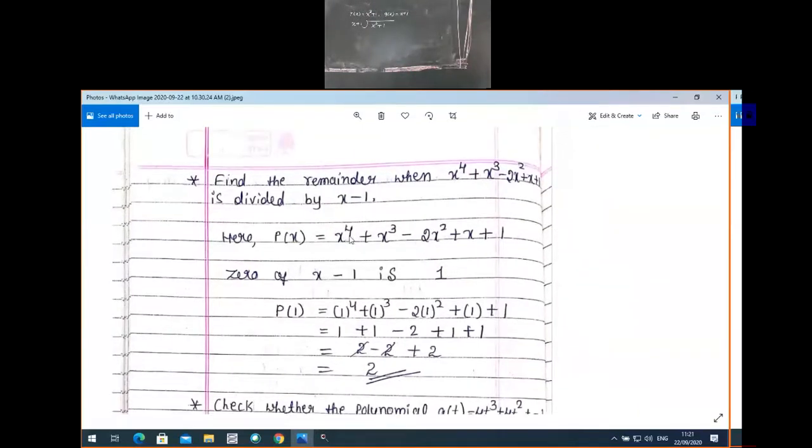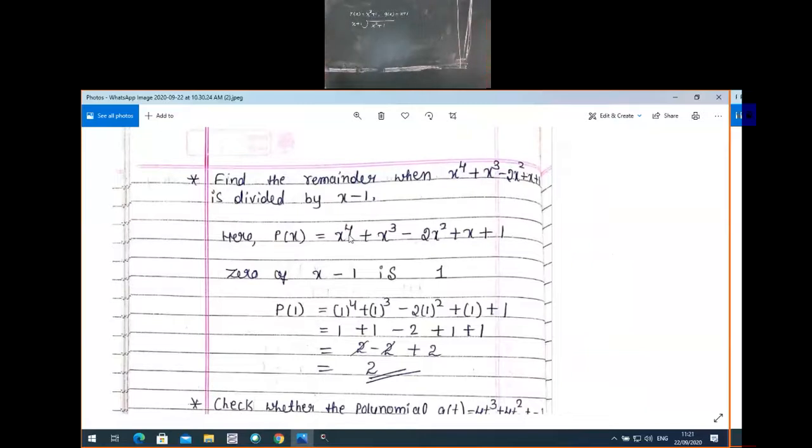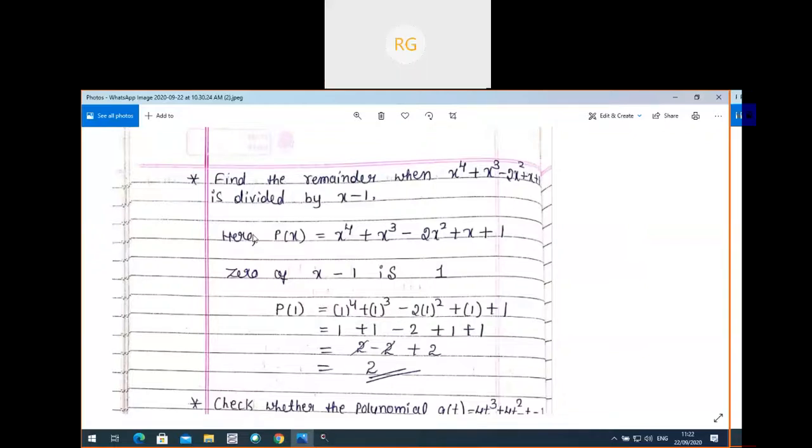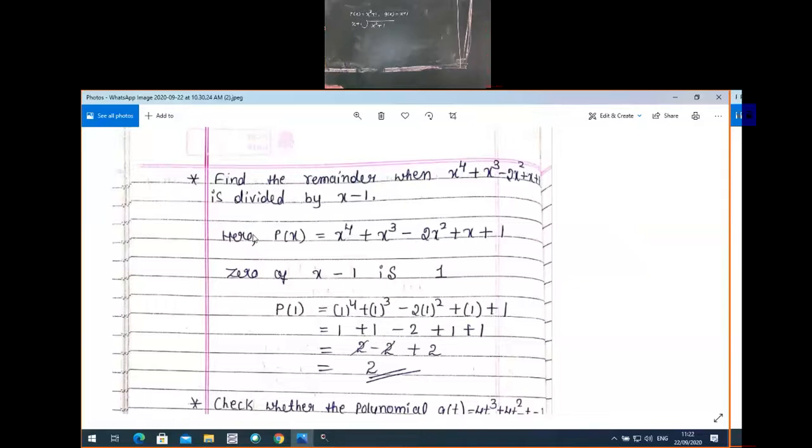Let's observe the question carefully. We have to divide x cube plus 1 divided by x plus 1. Here we'll get the quotient. So we have to decide the terms of the quotient. In each and every step, you will get one term, right? So how to decide the terms of the division?